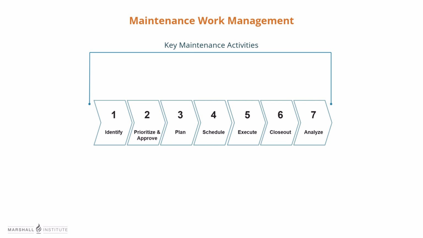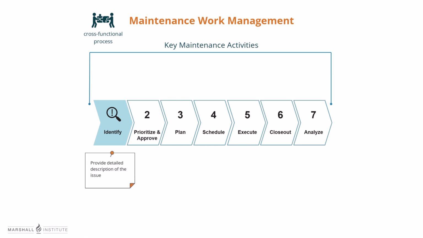Maintenance work management should involve a strong partnership between the operations and maintenance departments, and sometimes other departments as well, such as engineering or procurement. In other words, this process is cross-functional. This partnership begins with proper identification of defects or the need for maintenance and a detailed description of the issue.